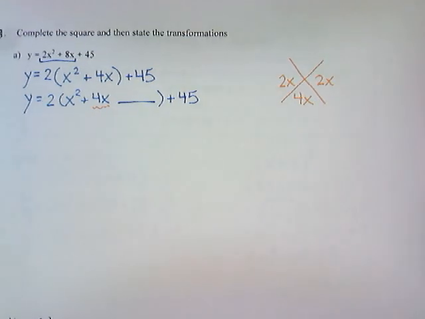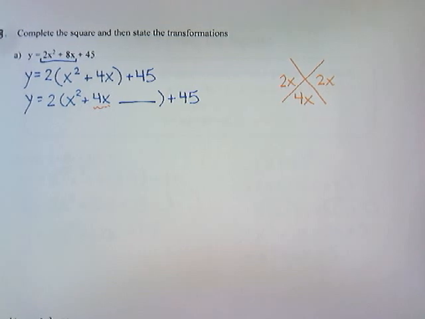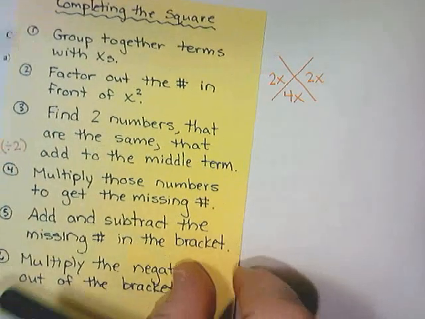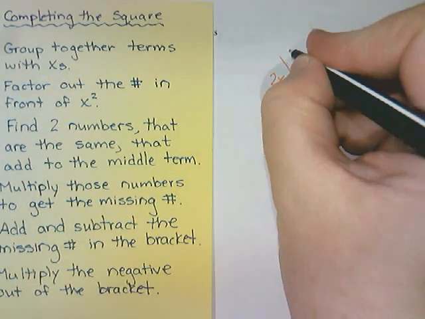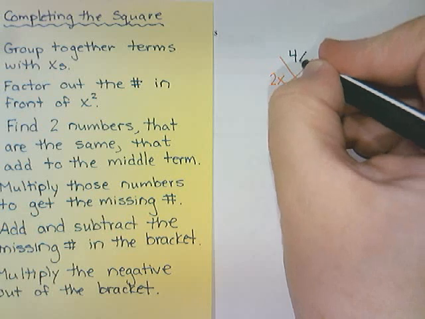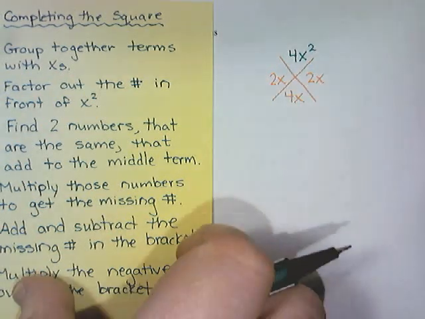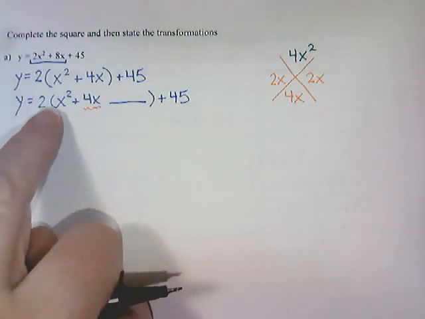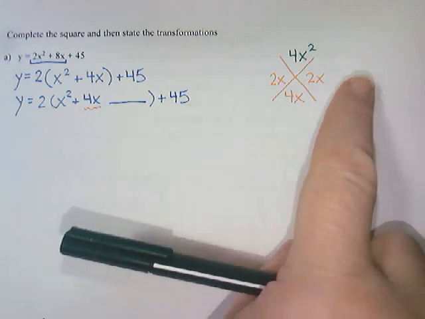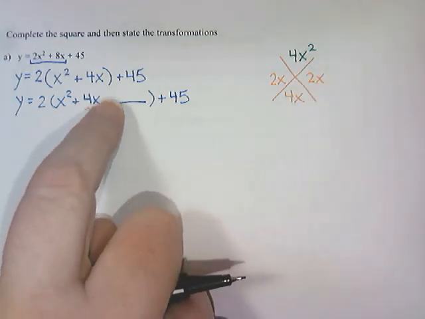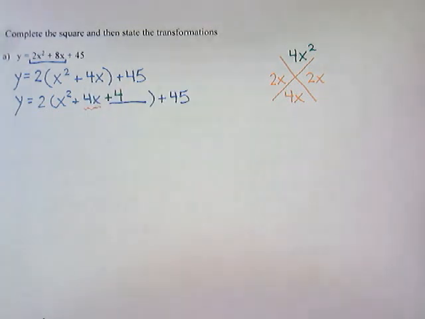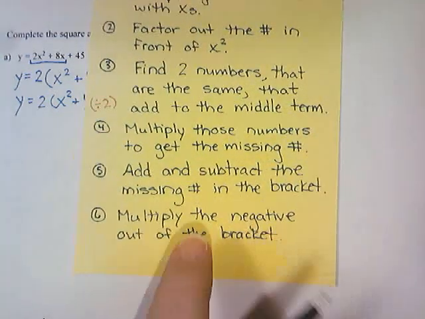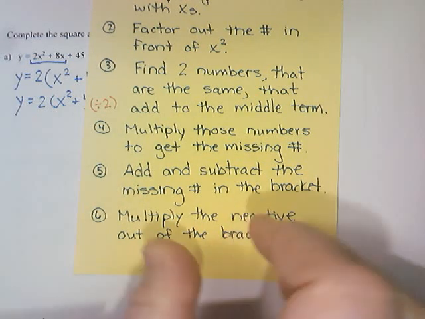And then to get the number on top, we multiply those together. 2 times 2, that is the next step, by the way. It says multiply those numbers to get the missing number. So 2 times 2 is 4. X times x is x squared. So the x squared comes from this part. The 4 is going to be the number that we're missing. So I'm going to add 4, right? It says here, add and subtract the missing number in the bracket.